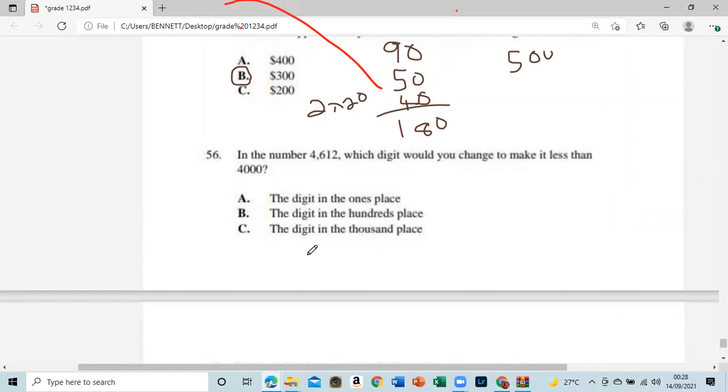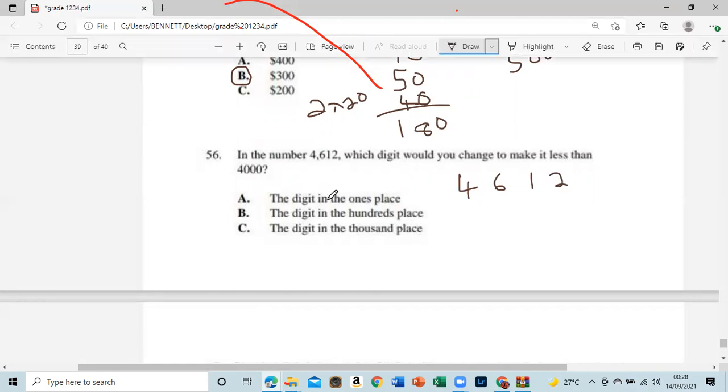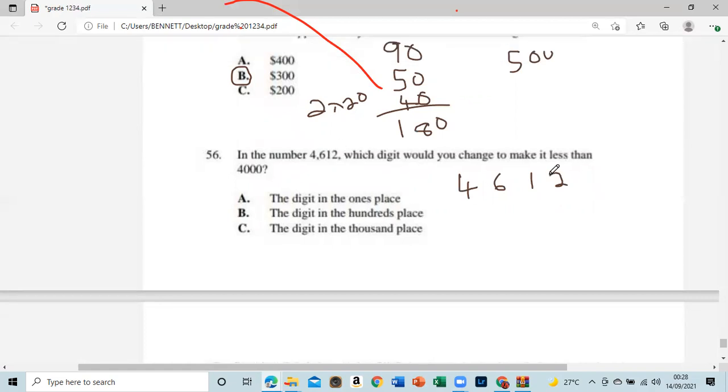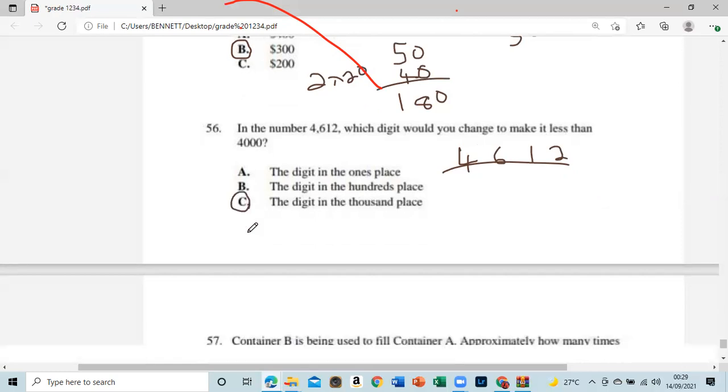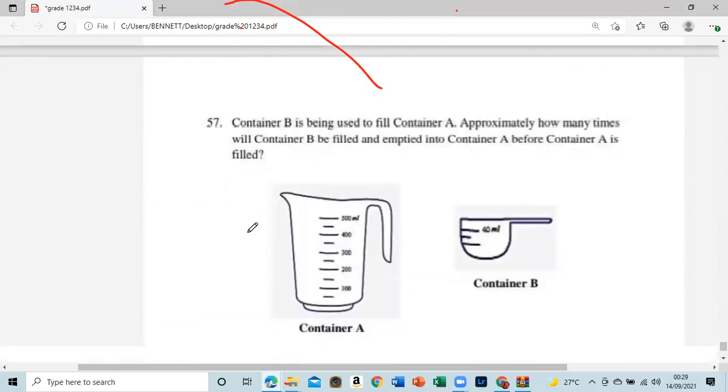56. In the number 4,612, which digit would you change to make it less than 4,000? All right, so let me write out the number because this is very interesting. Okay, I have 4, 6, 1, 2. The digit in the ones, please. No. If you put 9 here, it doesn't matter. It's not less than 4,000, right? The digit in the 100, please. No. The digit in the 1,000, right? You can change this to 3 and it's less than 4,000. And that's the place value for you.